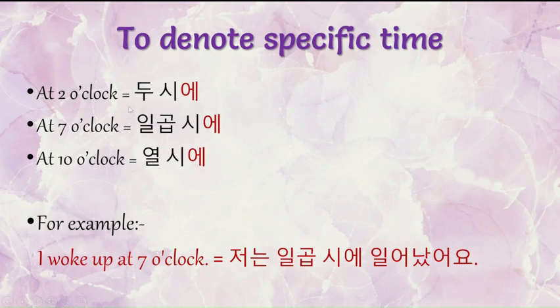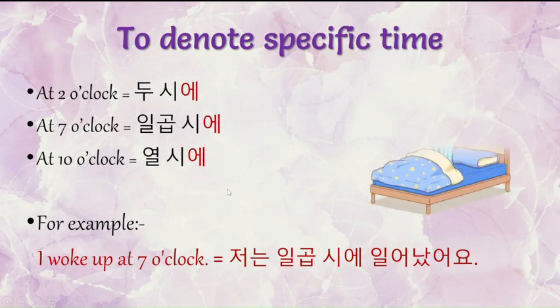As I said, time related noun. Now 2 o'clock, okay, it is related to time. We are denoting time here, so the particle used is e. For example, you have to say I woke up at 7 o'clock. So in Korean it is going to be 저는 7시에 일어났어요. Okay, here you can notice 7 o'clock is 7시. At 7 o'clock is 7시에. Okay, and to wake up is 일어나다. So in the past tense it is 일어났어요.